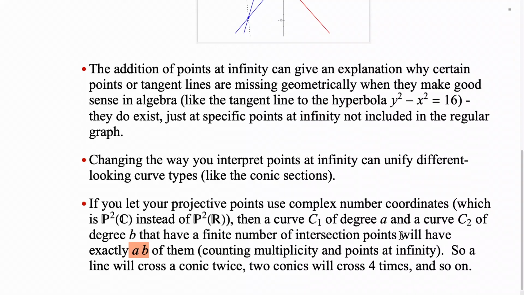So for example, lines have degree 1, so a line crosses another line at 1 times 1 or 1 point in P2 of C. Likewise, if you have two conics, that's degree 2 and degree 2, those two conics would cross 4 times. A line and a conic would cross 1 times 2 times. A conic and a cubic would cross 2 times 3 or 6 times, and so on. And this is a really useful theorem. It shows up a lot in geometry and in a lot of problems that kind of border between the realms of algebra and geometry. And in fact, this is often one of the first big theorems that you see in a branch of math called algebraic geometry.